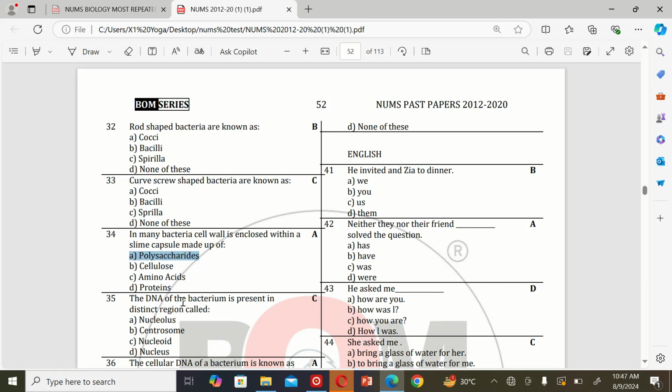The next MCQ is: the DNA of the bacterium is present in a distinct region called A. nucleolus, B. centrosome, C. nucleoid, and D. nucleus. So the correct option is C.